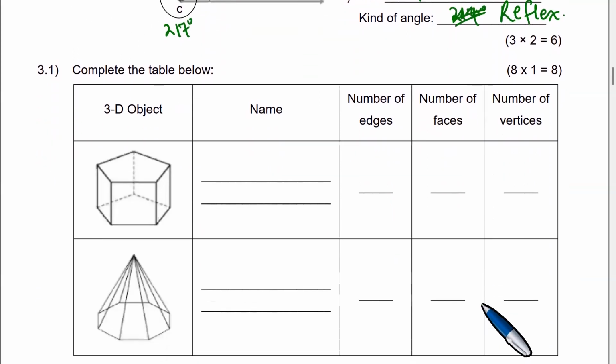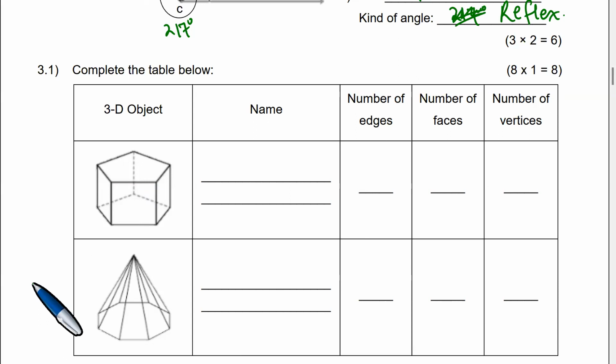Okay, if you look at 3.1, complete the table below. If you look at the 3D object, the name must be given, the number of edges, the number of faces, and the number of vertices. We're discussing this paper together. What is the name of this 3D object?